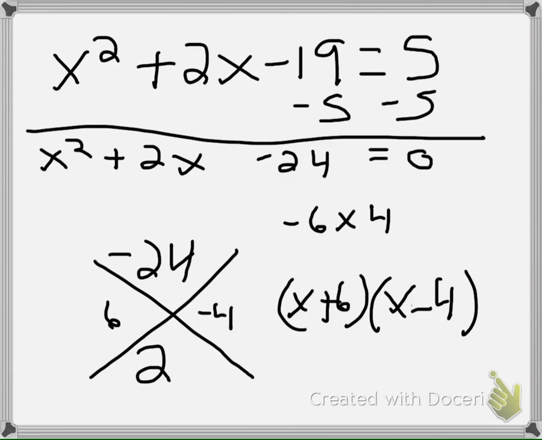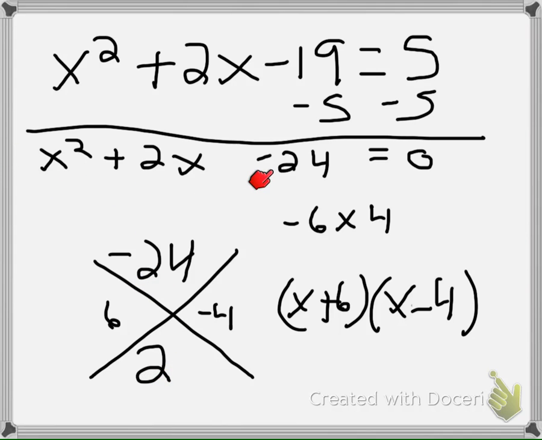Okay, the next problem I want you to copy down is x squared plus 2x minus 19 equals 5. Now this one was not set equal to 0, so the first thing I need to do is set it equal to 0. That's really easy to do. All I have to do is subtract 5 here, and you're writing this down, and subtract 5 here. That's going to give me 0 here and negative 24 here. So I now have x squared plus 2x minus 24. And remember, this is A times C, and this is B.